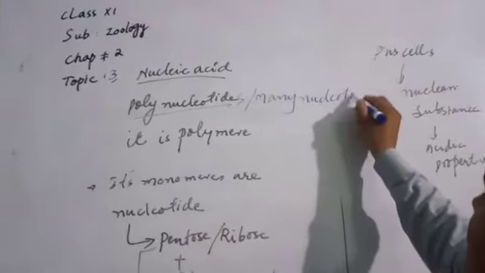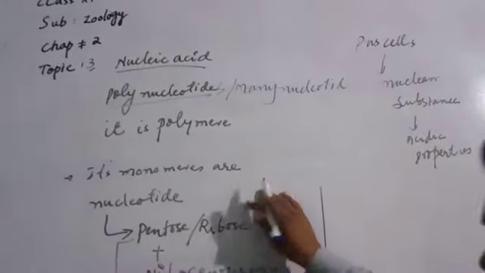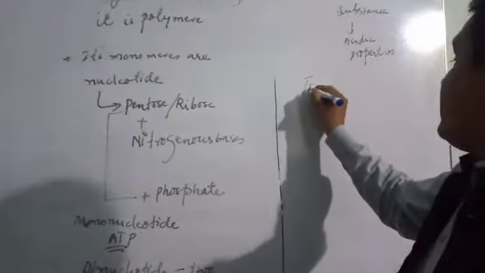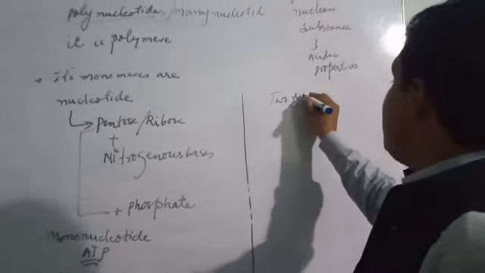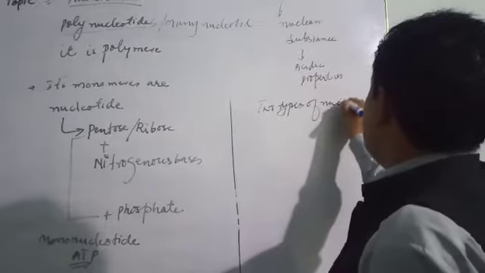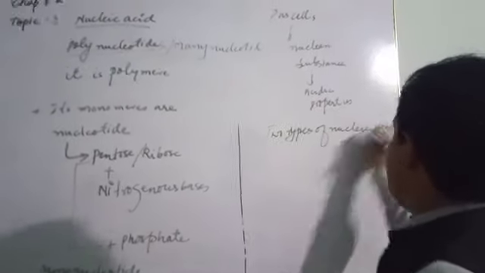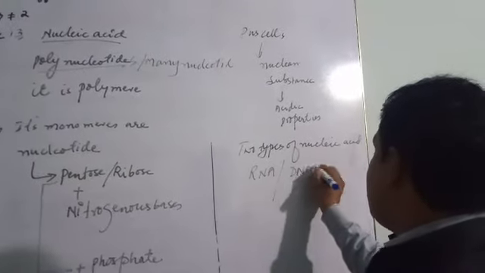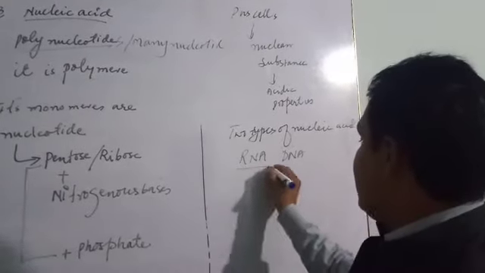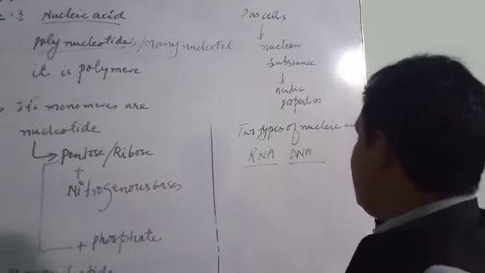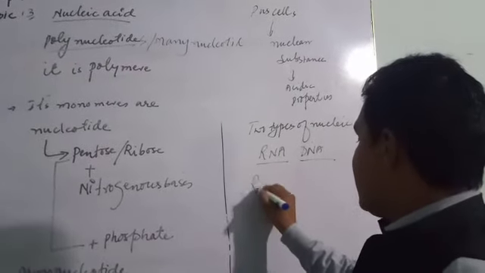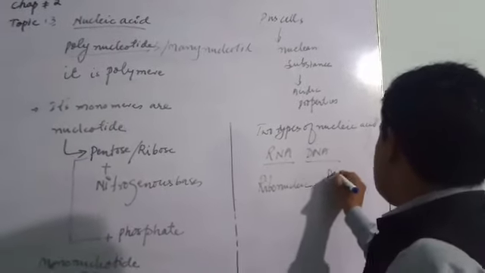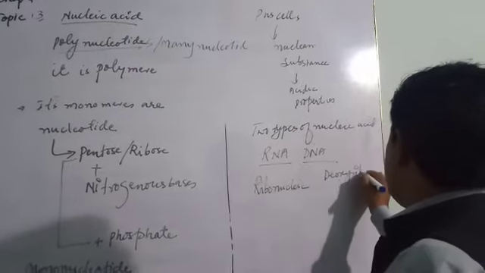Now a nucleotide is composed of these three things: pentose sugar, nitrogenous base, and phosphate. Nucleic acids are of two types: RNA and DNA. RNA is ribonucleic acid and DNA is deoxyribonucleic acid.